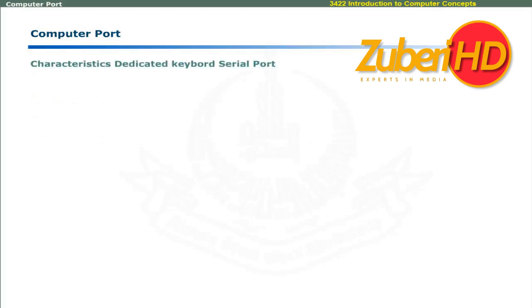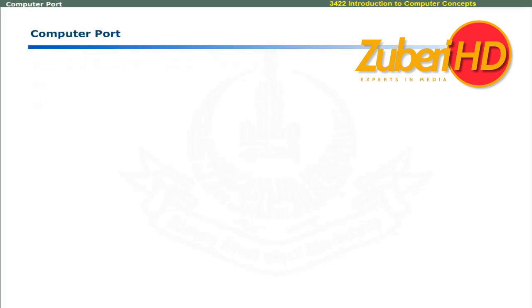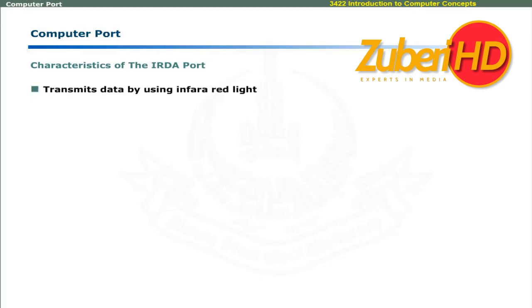Dedicated keyboard serial port has 5-pin or 7-pin round connector for the keyboard. Modern motherboards also support dedicated serial port for the mouse. IRDA port or infrared port can transmit data by using infrared light waves. It works within a few feet distance.